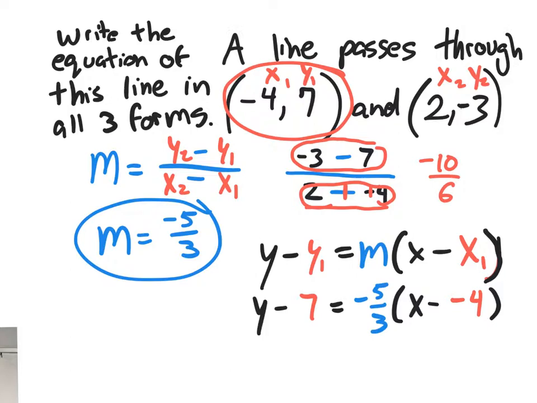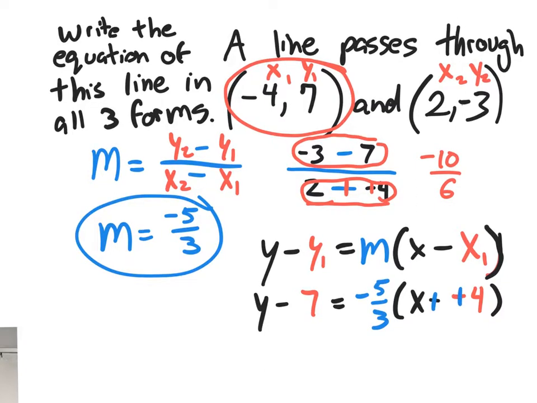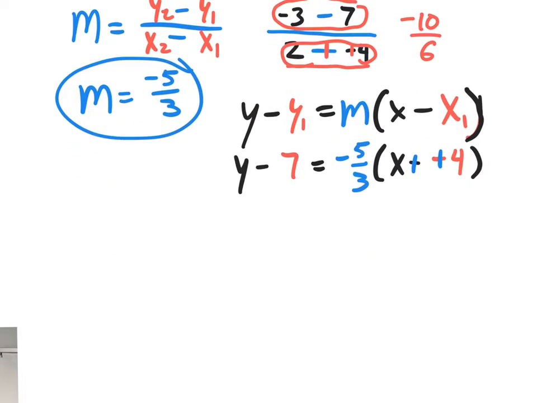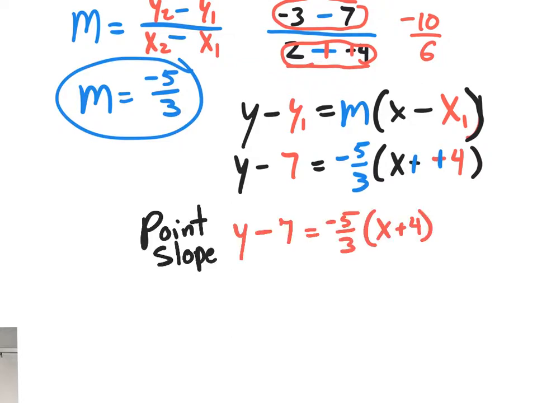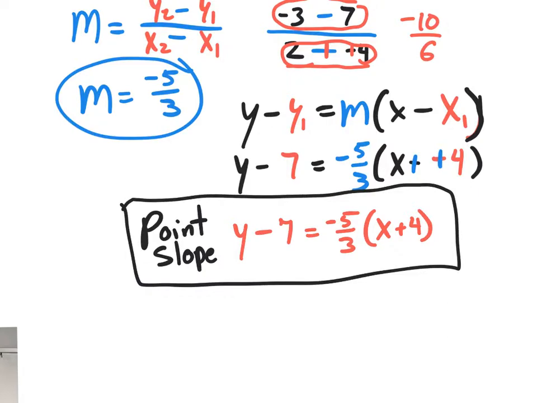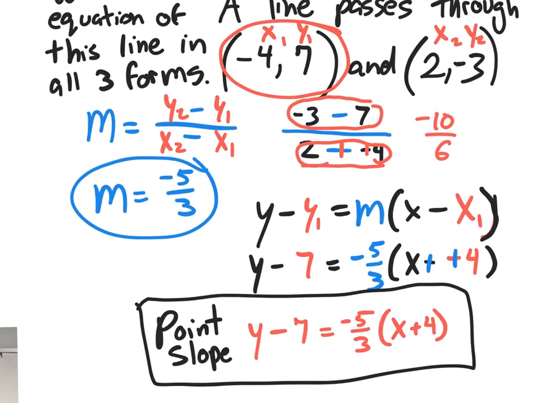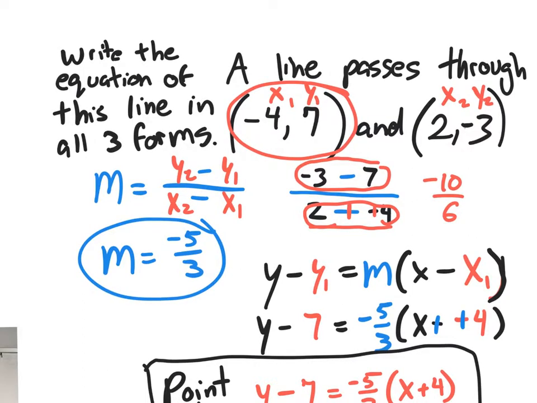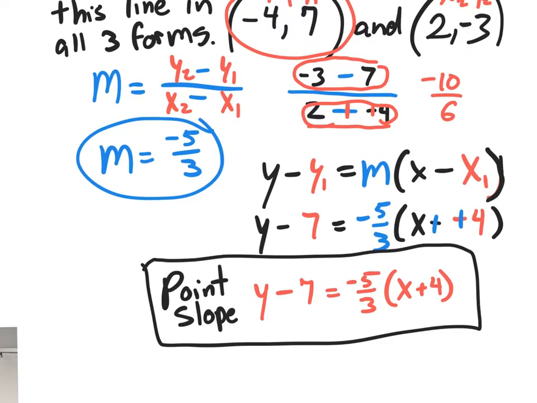The only thing you could do to make this point slope form equation better is to change your minus minus to plus plus, and that's it. So our point slope form equation is y minus 7 equals negative 5/3 parentheses x plus 4. That is your answer right there for point slope. Now, the instructions that I wrote up here say to do all three forms, right? So far, we have one form. So how am I going to write it into a different form? What do I have to do?